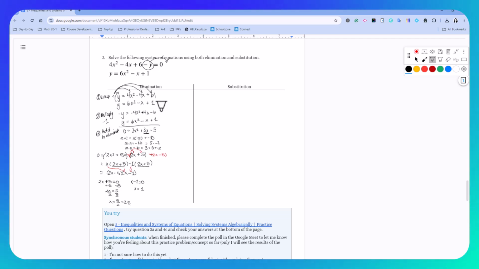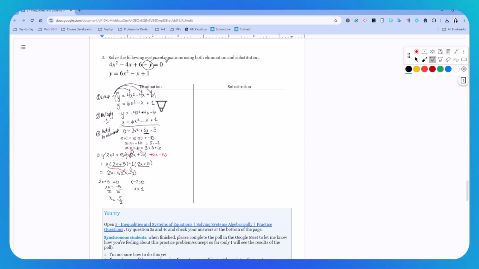Oops, I realized I made a mistake. Let's go back and fix that. You're probably all yelling at me, like, hey, you wrote it down wrong. Let's go fix it. 2x plus 5, which means 2x equals negative 5, so x equals negative 5 over 2. There we go. That looks better.